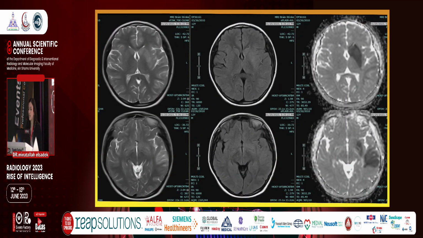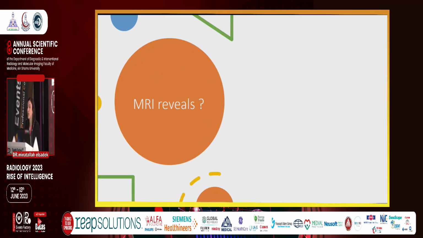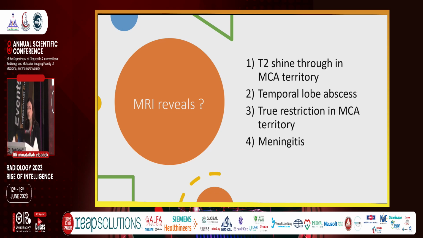In these cuts, we can see the three common sequences, T2, FLAIR, and ADC. Please have a look and try to spot any abnormalities. What do you think does this MRI reveal? T2 shine through in the MCA territory, temporal lobe abscess, true restriction in MCA territory, or meningitis? Anyone?